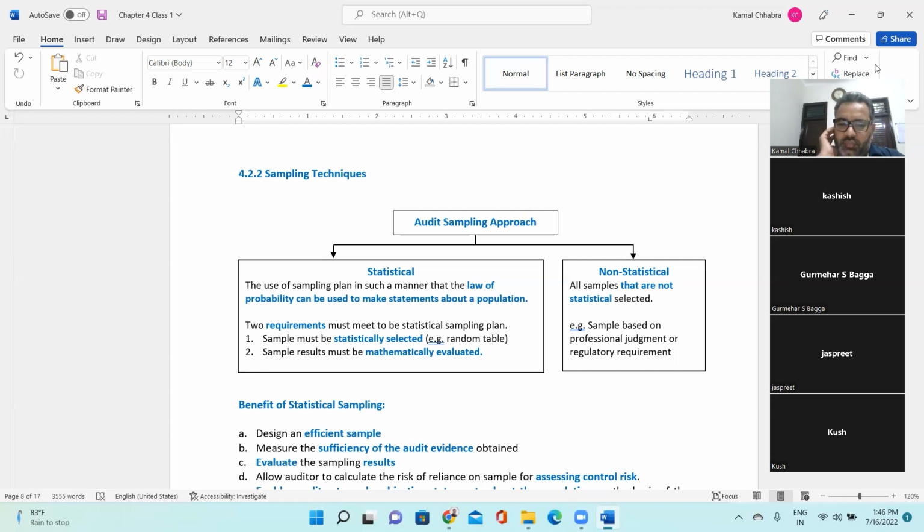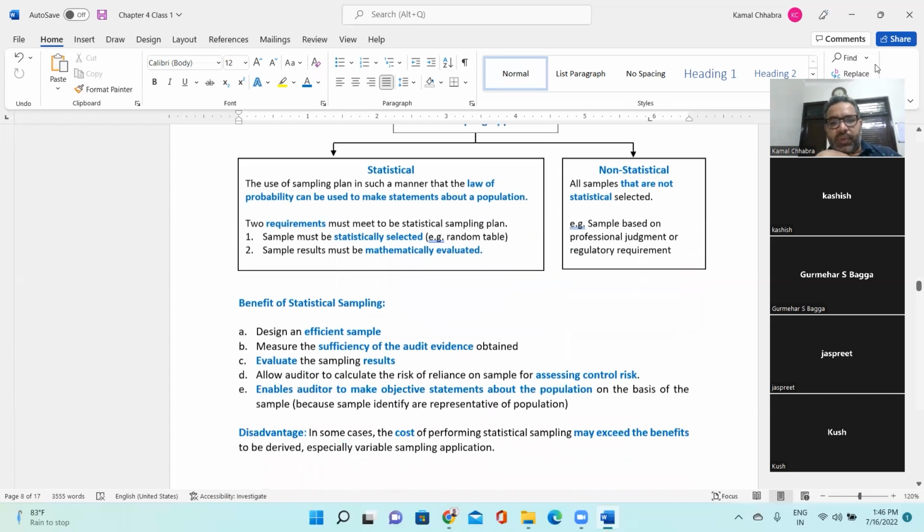Okay. Right. Random is part of statistical sampling. Yes, random is part of statistical testing. Okay. Right. So what are the benefits of statistical sampling?